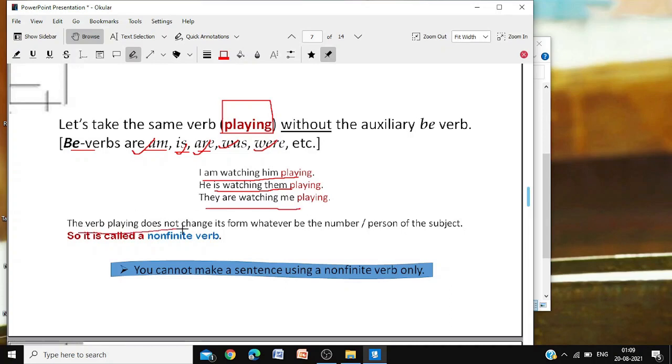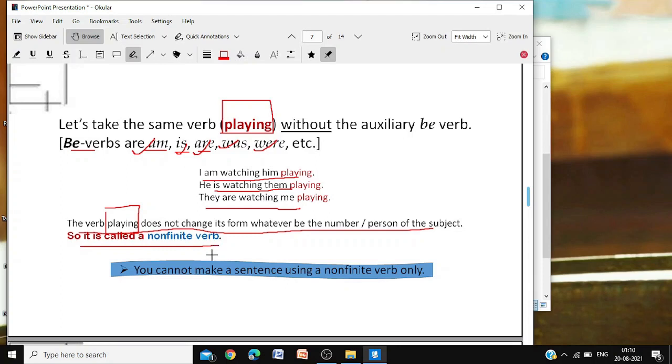The verb playing does not change its form, whatever be the number or person of the subject. I can watch him playing. He is watching them playing. They are watching me playing. But the verb playing, this word playing, does not change its form, whatever be the subject. This is called a non-finite verb, a non-finite verb which is not bound by the subject in number and person.